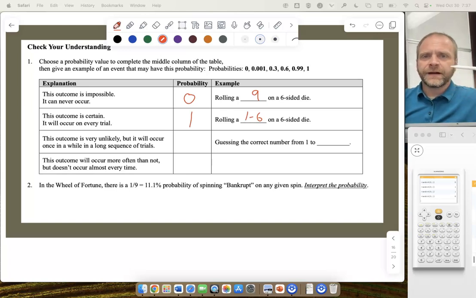What could that be? I already used my 0. I already used my 1. Well, it can't be the 0.99. It can't be the 0.6. I'm thinking it's the 0.001.